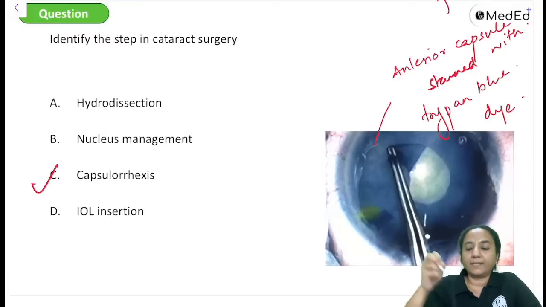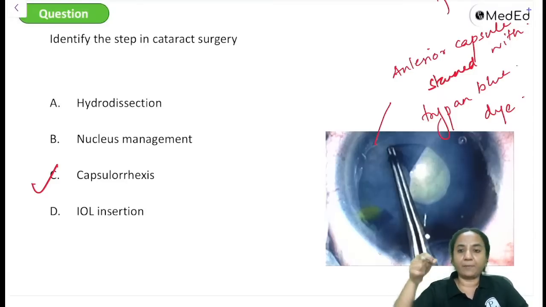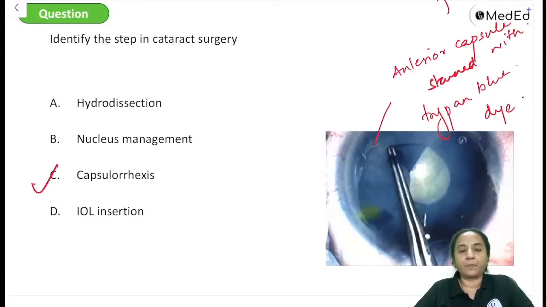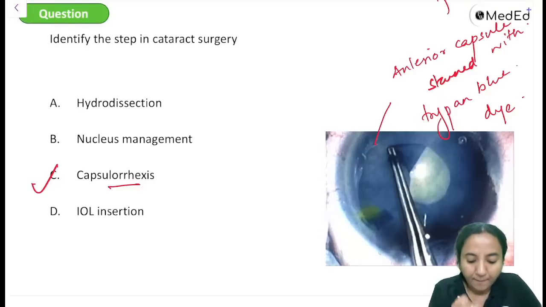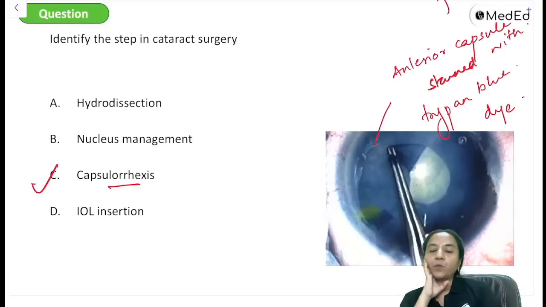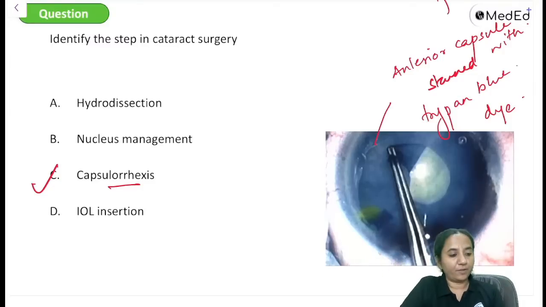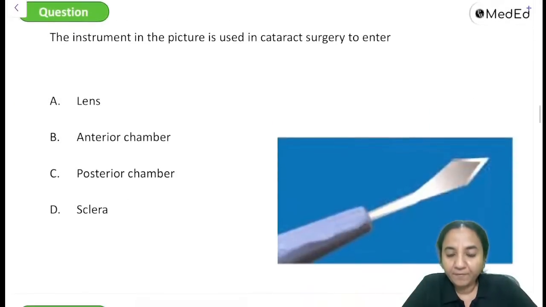And then you are using this capsulorhexis forceps. So what is this? This is the capsulorhexis forceps. You're using the capsulorhexis forceps to create a circular opening in the anterior capsule. This is what we mean by capsulorhexis. So you stain the anterior capsule with trypan blue dye, and then with the help of the capsulorhexis forceps, you create a circular opening in the anterior capsule. This is capsulorhexis. The next step is hydrodissection. Let's go to the next question.